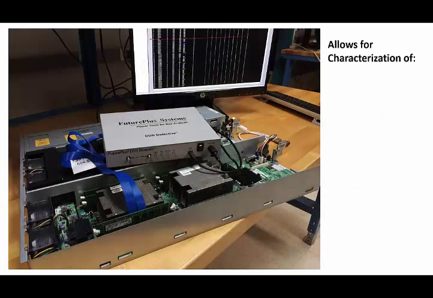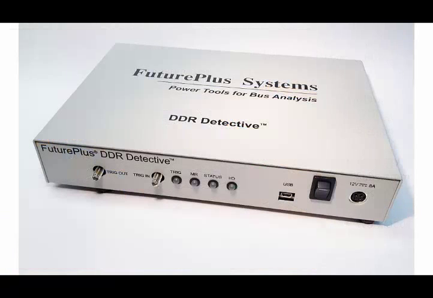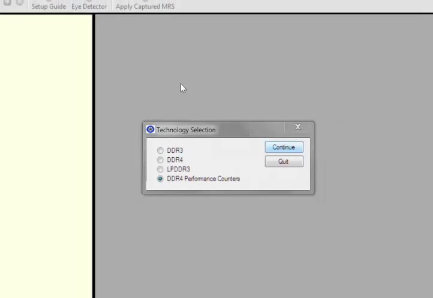This allows for the characterization of memory controller settings, memory subsystem design, and the characterization of workloads. The DDR Detective is the only tool available that can count these performance metrics in real time, all the time, for every single clock cycle. These performance counters are able to count complex events and the time between events over a range from seconds to days, never missing a single clock edge. By simply selecting DDR4 performance counters, DDR Detective loads the performance code into the onboard FPGA and provides a full range of highly accurate and advanced DDR4 performance measurements.